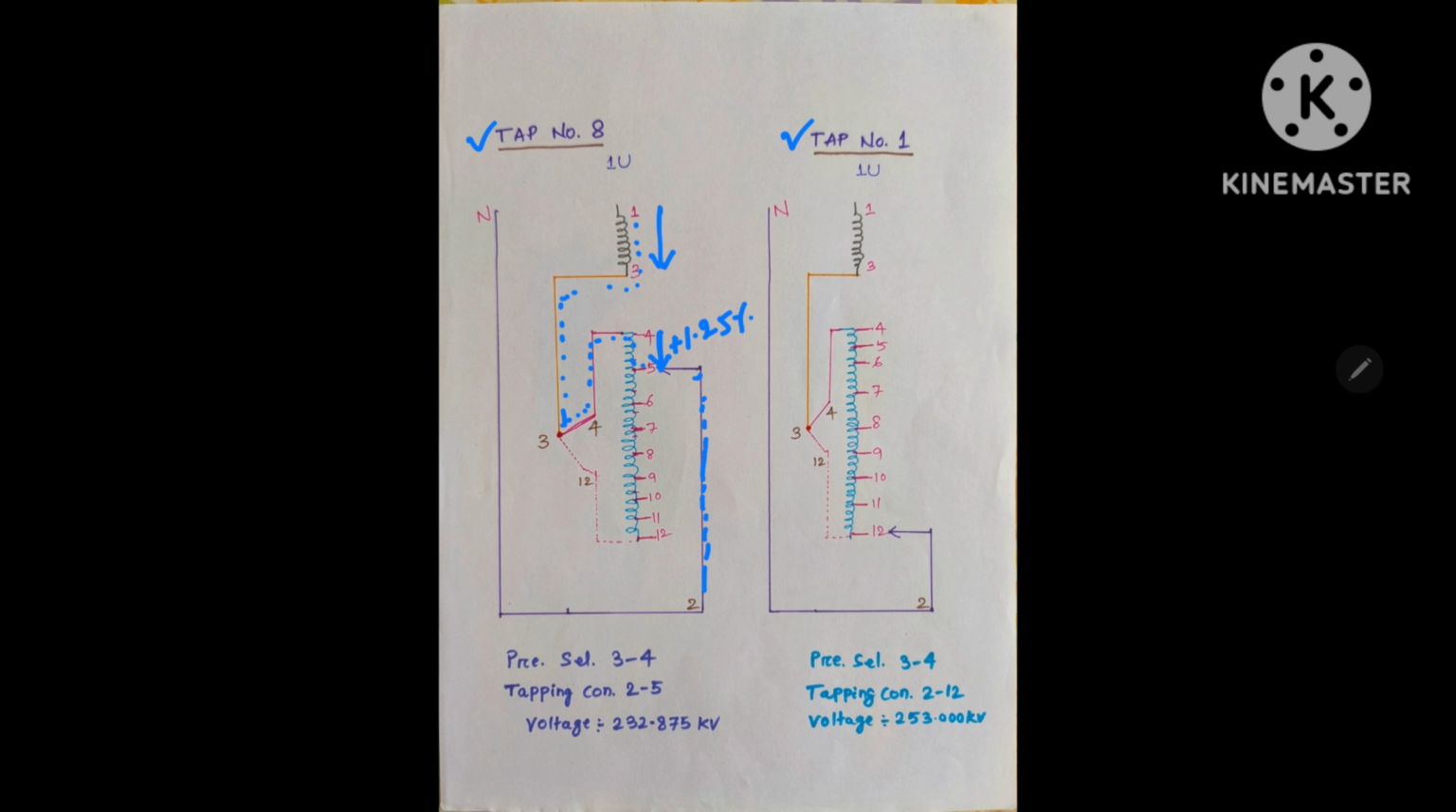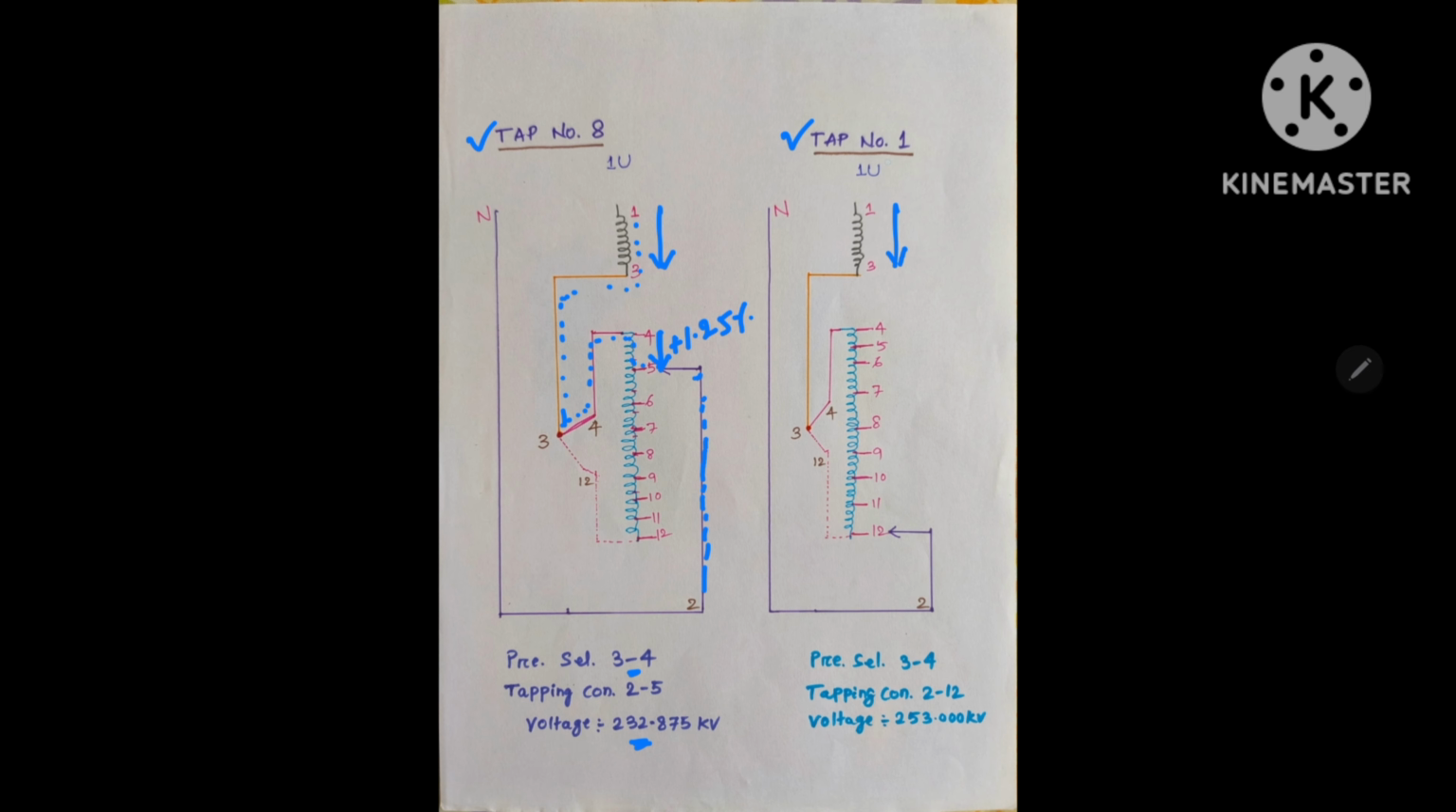Like this. So when this pre-selector switch is connected 3 to 4, that means we are reducing the tap and we are adding that additional winding. So the voltage will be 232.875 kV as per the chart. Same way, this is the main flux.